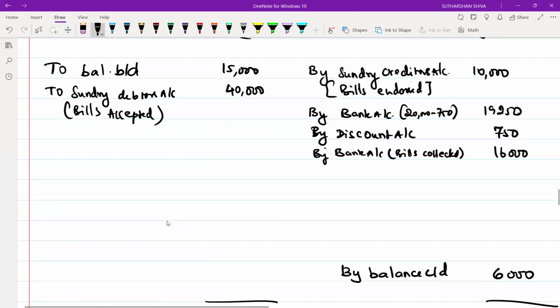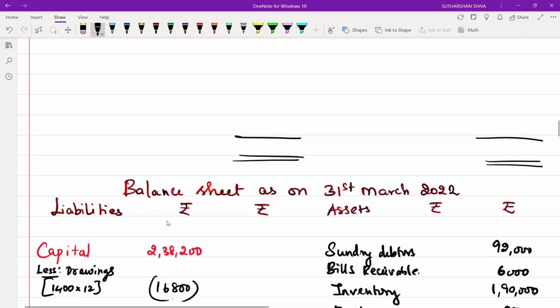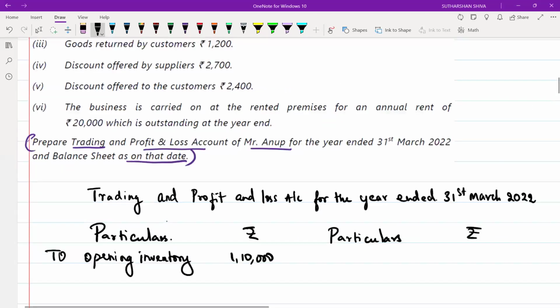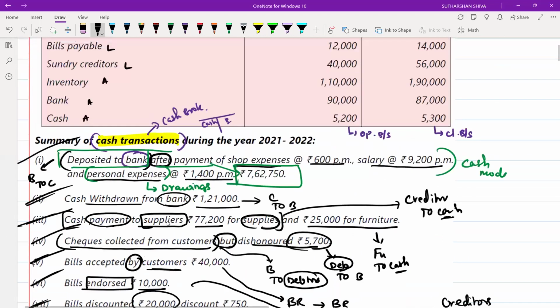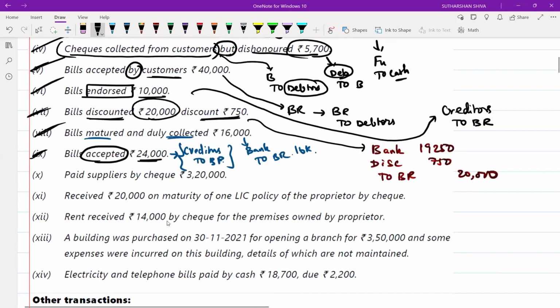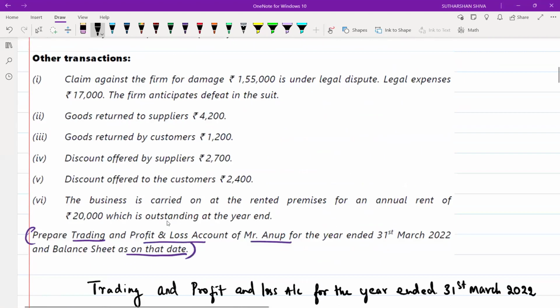Next, my ninth adjustment is done. Then come to my 10th adjustment under the cash transactions. Paid suppliers by check. What is the journal entry? Creditors to bank. So it is creditors to bank.